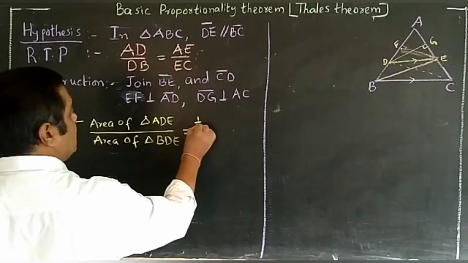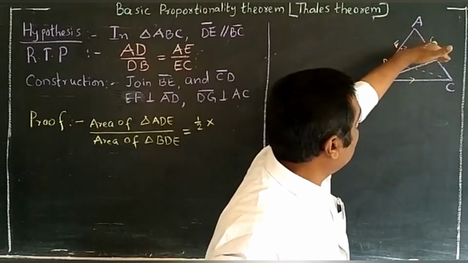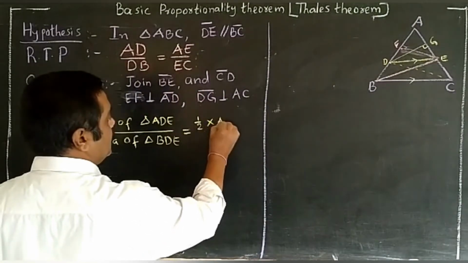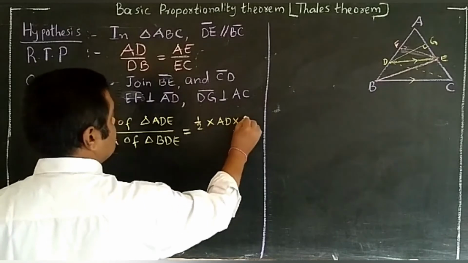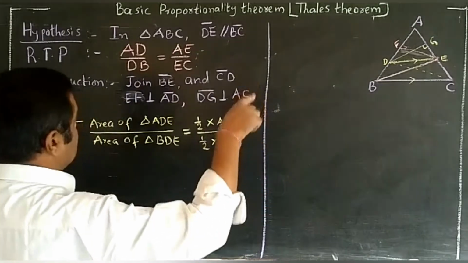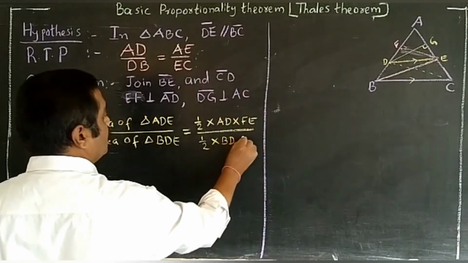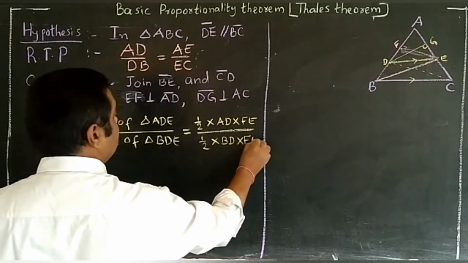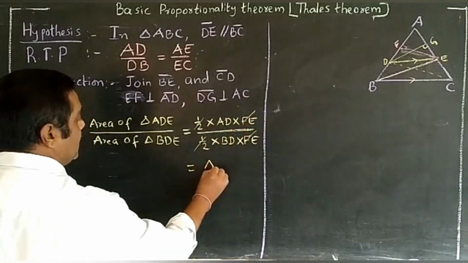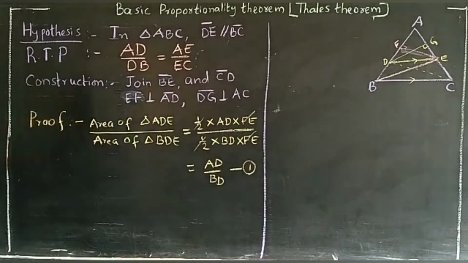So what we get for this triangle, half into base. AD is the base and FE is the perpendicular height. Half into base into height. That height is FE. And here also half into base DB, and height is the common height, that is FE for both triangles, so half cancels, FE cancels. So we got the answer AD by BD. This is treated as the first equation.